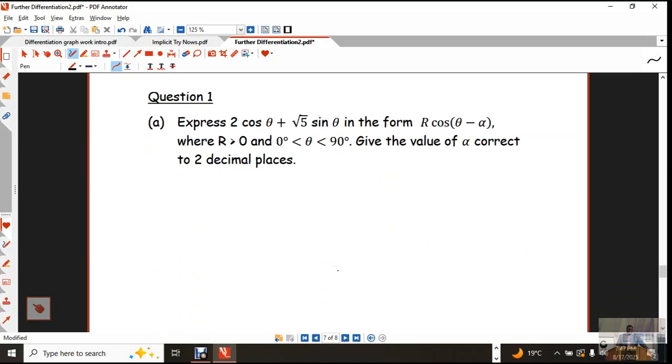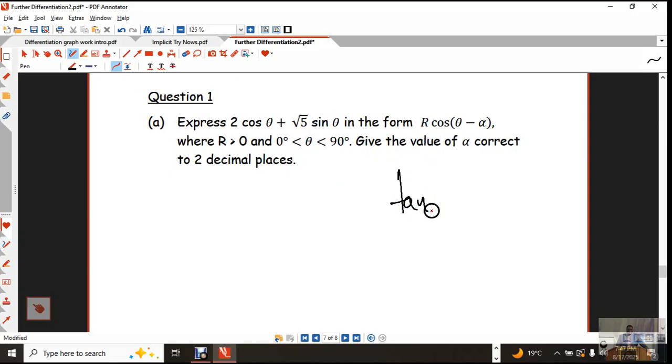The question says express 2 cosine theta plus root 5 sine theta in the form r times cosine of theta minus alpha, where r is obviously greater than 0, because if r is not, then this whole thing will not exist, it will just be 0. And theta is an angle between 0 and 90. That means the angle that we're going to find here would be an acute angle, and we'll give that angle correct to 2 decimal places.